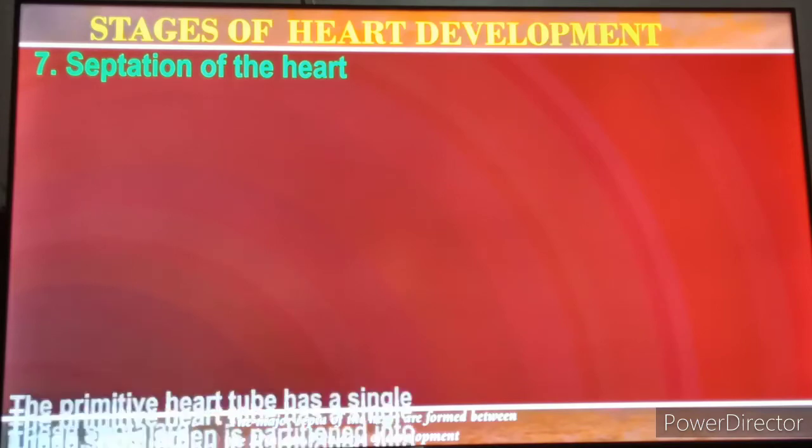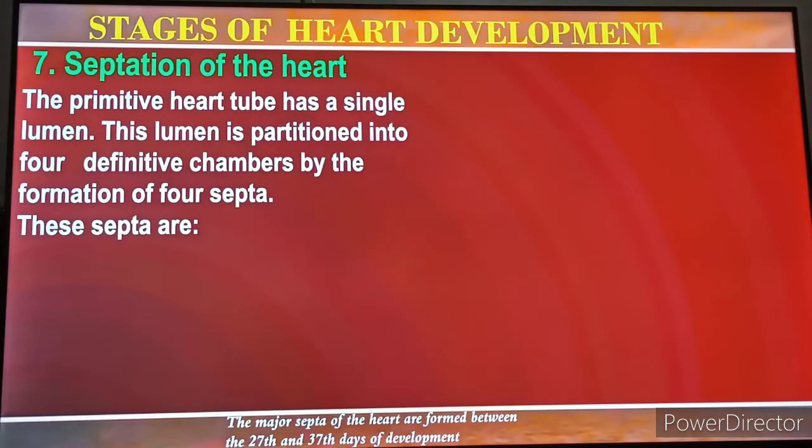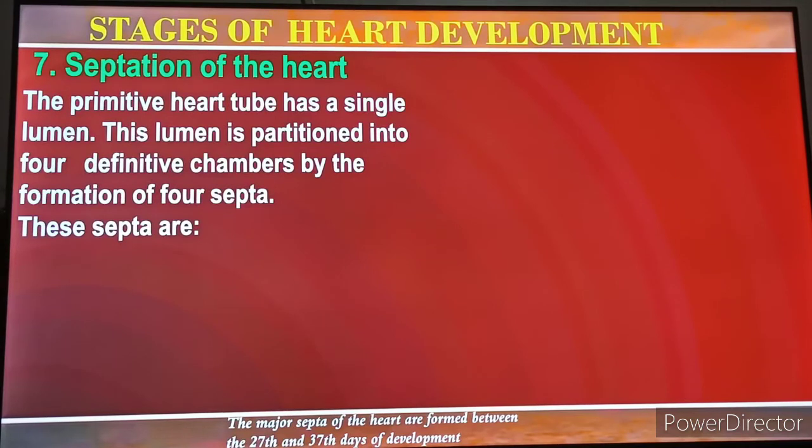Quickly, we can now move to septation of the heart. The septation of the heart is when the primitive heart tube is going to have landmarks, and the lumen is going to be cut into many chambers. That's what we call septation, because the primitive heart tube has a single lumen. All the blood that is flowing into the heart mixes deoxygenated blood and oxygenated blood from the placenta.